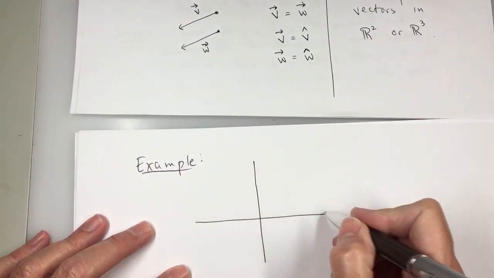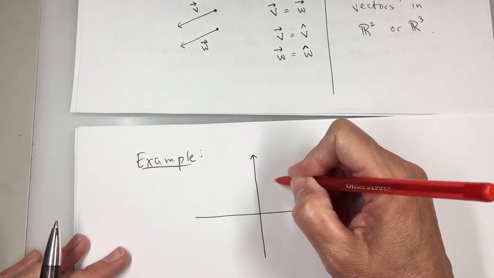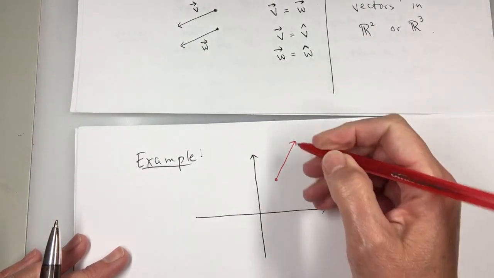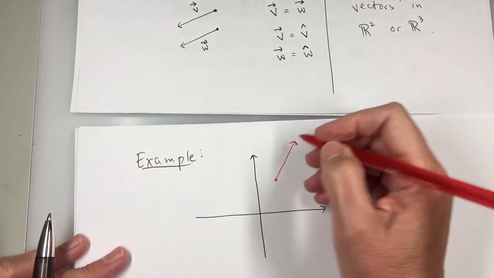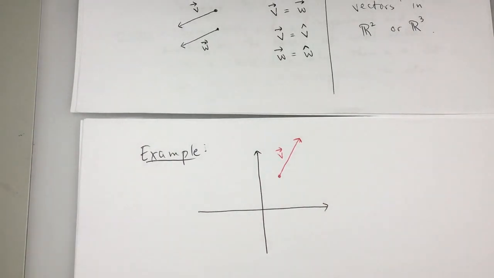Here's R2, and I'm going to put a vector in R2. Here's a vector. I will call this vector V. We're not real fancy on the names, but there's vector V. And what I can do is I could move vector V to different places on the grid, and it's the same vector. It has the same length, the same direction, it's the same vector.